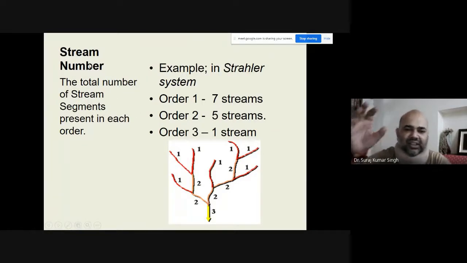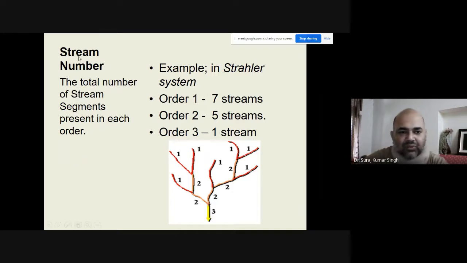Now it comes to stream number. Now we have provided order. Order is providing the name to each and every stream. How is the ordering done? We know that whenever there is a meeting of two of the same order, it gets converted into the next order. If there is a lower order, you will be continuing with the higher order. And whenever the same orders meet at a place, you will convert that into the next order. That is the way you provide the names to those stream orders.